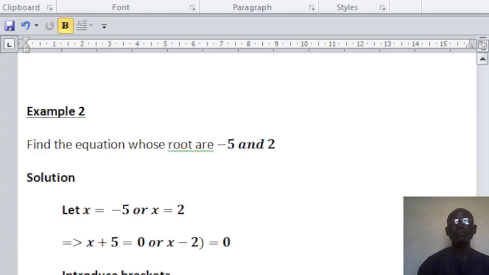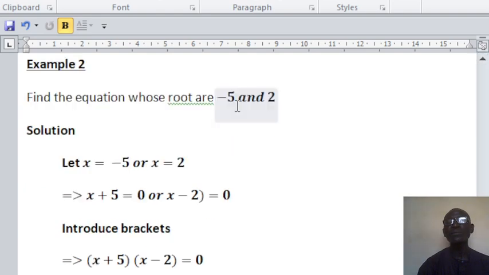Example 2. We are asked to find the equation whose roots are minus 5 and 2. In this case, we have solved this problem from known to unknown. Now we are taking it from unknown to known, back from the known to the unknown.